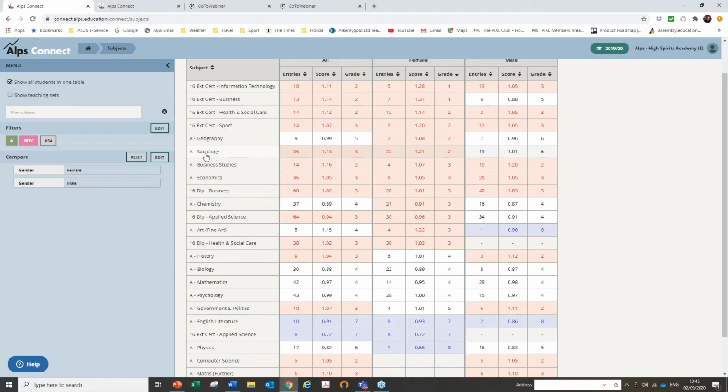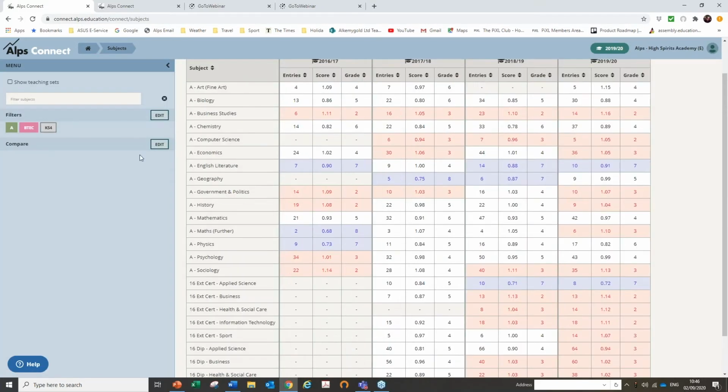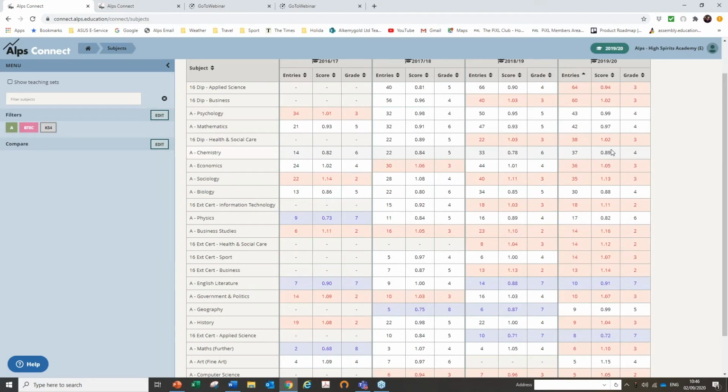So let's have a look at an individual subject now. And I'm going to get rid of the gender split first, I think. So we've got everything back. And I'm going to sort by entries and get the biggest subjects up to the top.